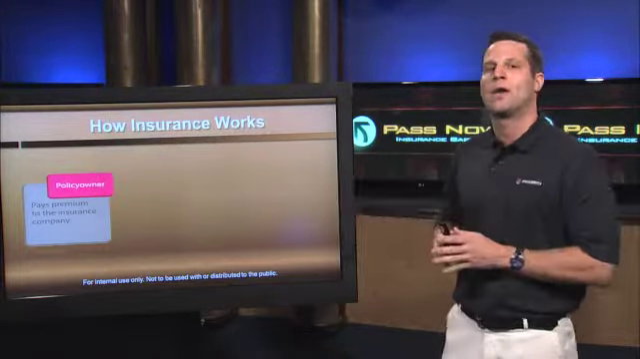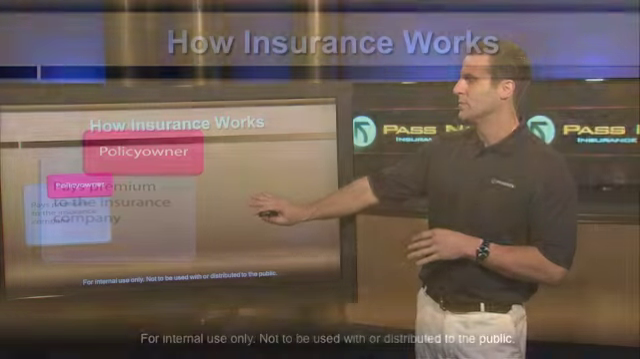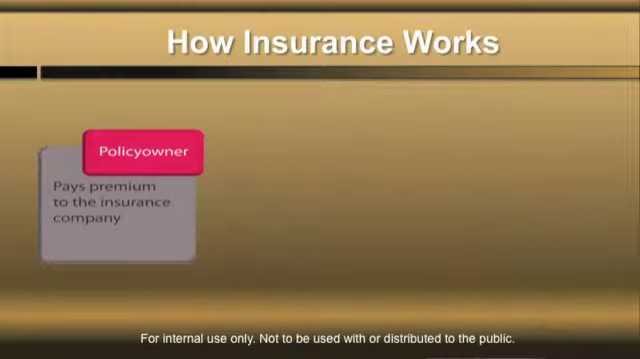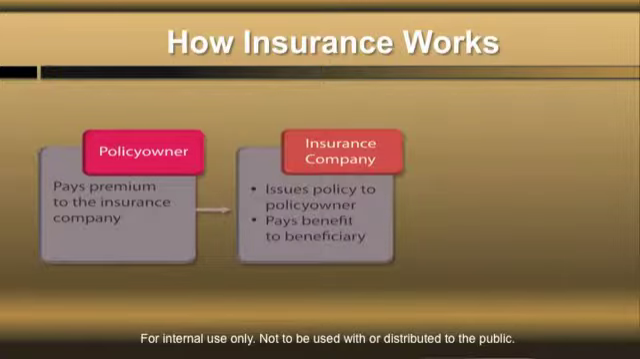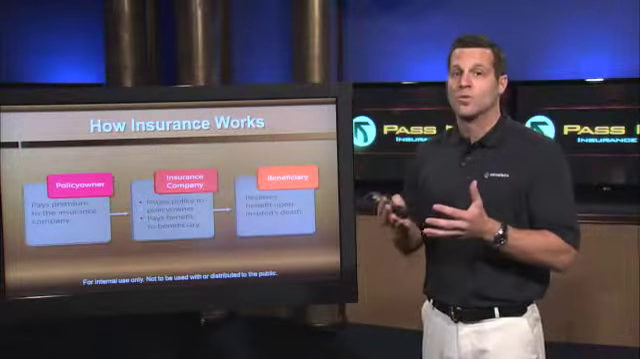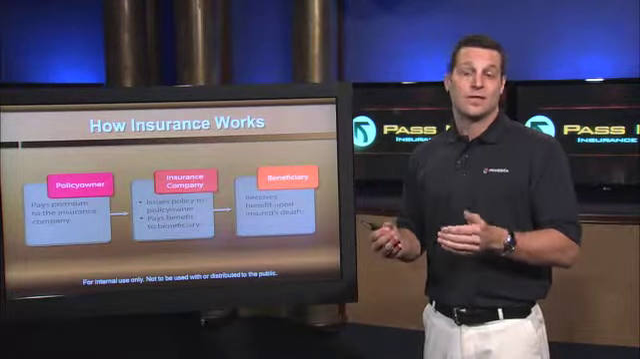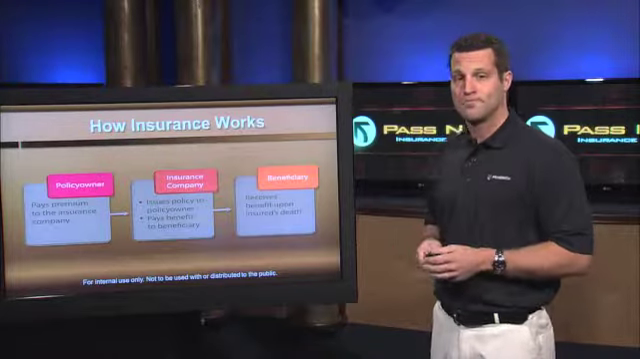Now, in sum, here's how life insurance actually works. The policy owner pays premiums to the insurance company, the insurer. The insurer issues the policy and pays those death proceeds upon the death of the insured. They pay those to the beneficiary, and the beneficiary may be an individual, such as a spouse or children, mother or brother, may also be an entity, such as a charity or a trust.